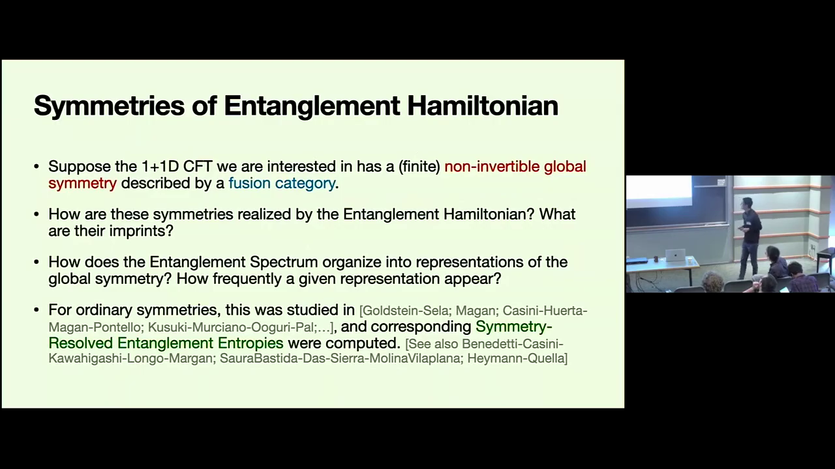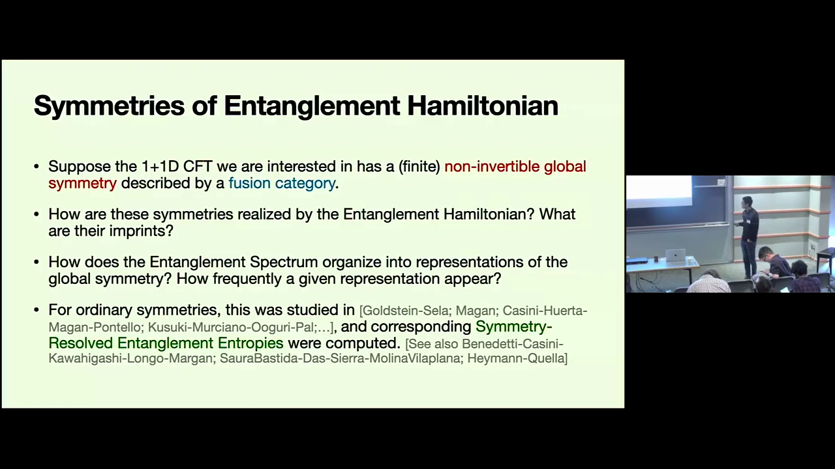Okay, so for the rest of the talk, we'll try to understand what the global symmetry structure of this entanglement spectrum is. The setup will be the following. Suppose your 1+1 dimensional conformal field theory has a finite and potentially non-invertible global symmetry described by some fusion category. Now the questions we are going to be asking are the following. We want to understand how these fusion category symmetries are realized by the entanglement spectrum, and what their imprints are on the entanglement structure. More specifically, one may ask how the entanglement spectrum organizes into different representations of the global symmetry. You can ask how frequently a given representation appears, does every representation appear, and so on and so forth.